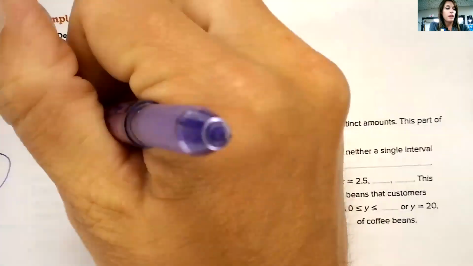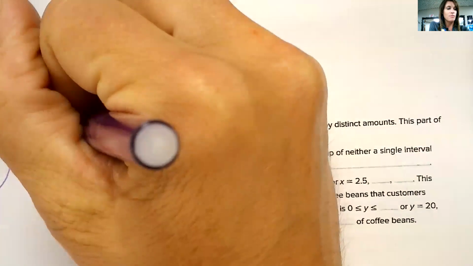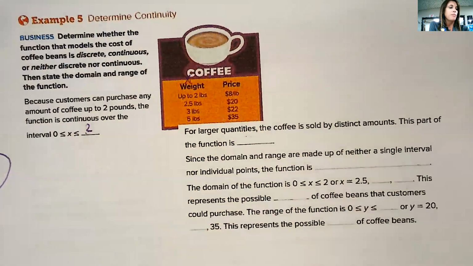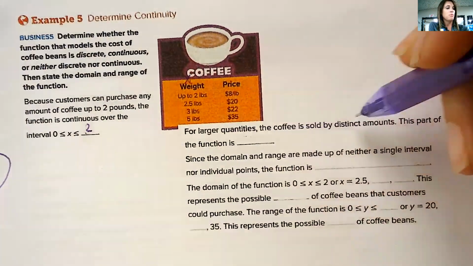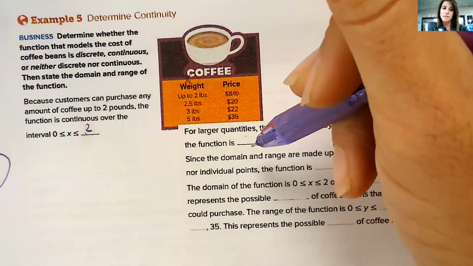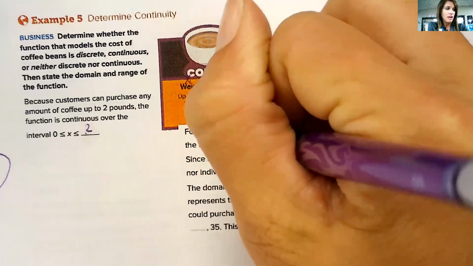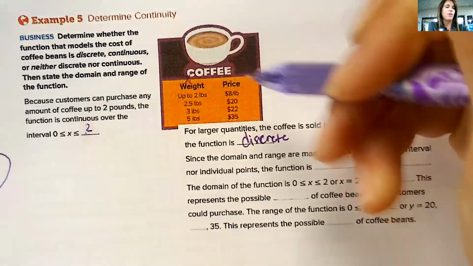Oh, I filled in this blank wrong. I didn't read it carefully enough. Because customers can purchase any amount of coffee up to 2 pounds, the function is continuous over the interval from 0 to 2. Then it breaks. For larger quantities, coffee is sold by distinct amounts. This part of the function is discrete. They're not connected because it's not an interval and is spread out.